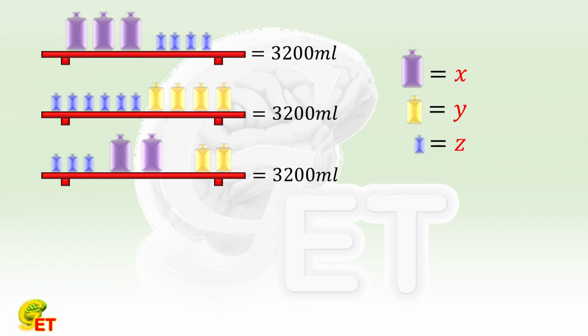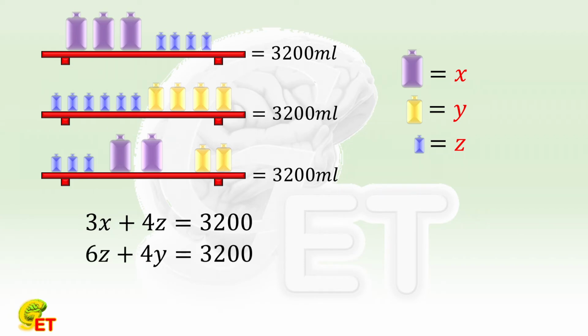3 times X plus 4 times Z equals 3,200. 6 times Z plus 4 times Y equals 3,200. 3 times Z plus 2 times X plus 2 times Y also equals 3,200. Referring to the second and third equations, we can easily find the idea.